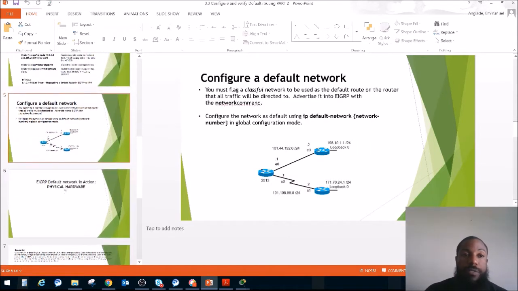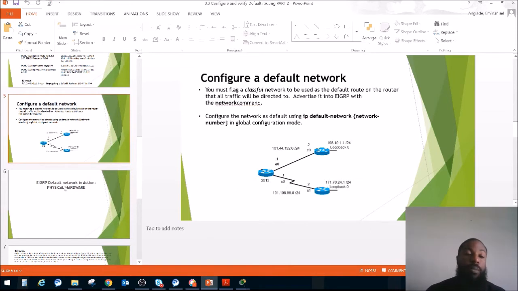You could also propagate a default route using default network. As you can see right here, you must flag a classful network to be used as a default route. So remember, we are doing a classful network, a network address basically. You're going to type in ip default-network, and then that will be your default route when you type in that command. If you look at this topology right here, you've got this router going that way. We did this in the last video. We got 2513 with a route this way and a route to that loopback address.